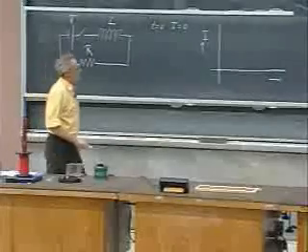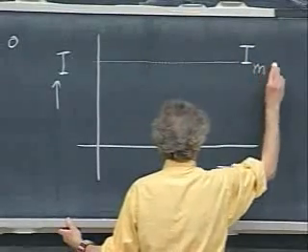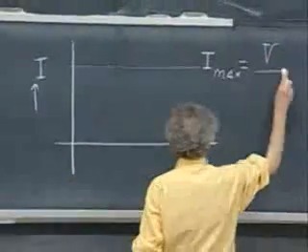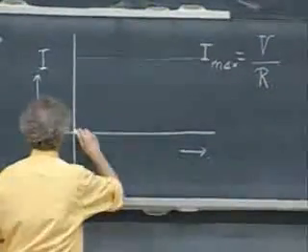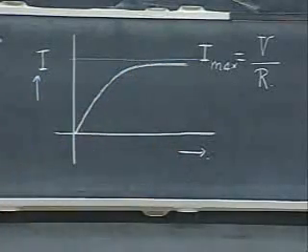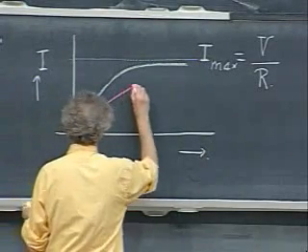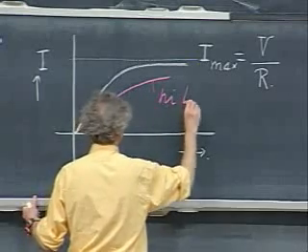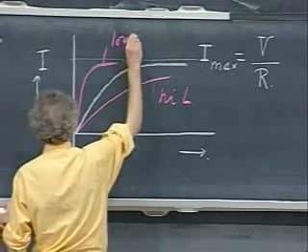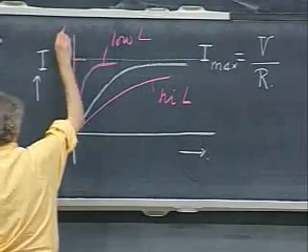You start out with 0, and then ultimately, if you wait long enough, you reach a maximum current, which is given by Ohm's law, which is simply V divided by R. And you slowly approach that value. And how slowly depends on the value of the self-inductance. If the self-inductance is very high, it might climb up like this. So this is a high value for L. If the self-inductance is very low, that is a low value for L. If the self-inductance were 0, it would come up instantaneously.